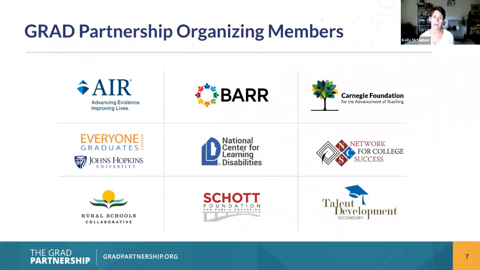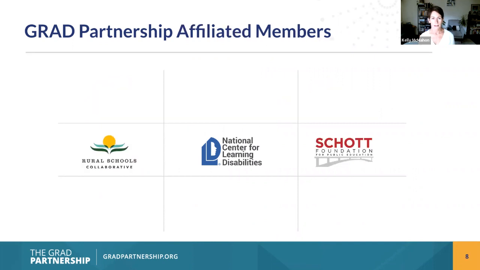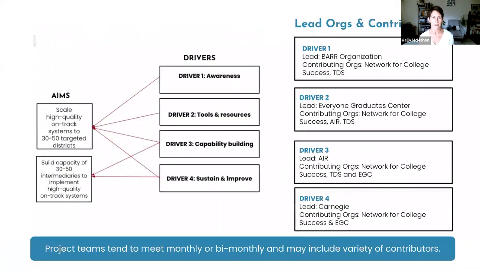The GRAD partnership is made up of 9 organizing members that you'll see here on this slide. Hopefully you recognize your home institution there. And the 3, Rural Schools Collaborative, National Center for Learning Disabilities, and Schott Foundation, we also refer to as our affiliated members. These are folks that are really helping us build out our networks and build awareness and advocacy for the work. And each of these organizations have their own networks that are working on building capability as well.